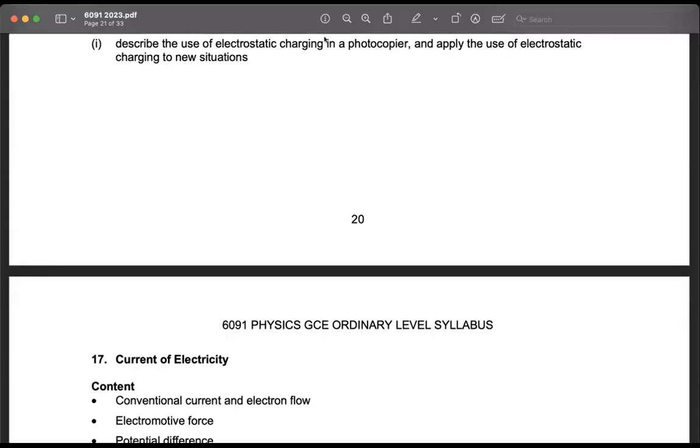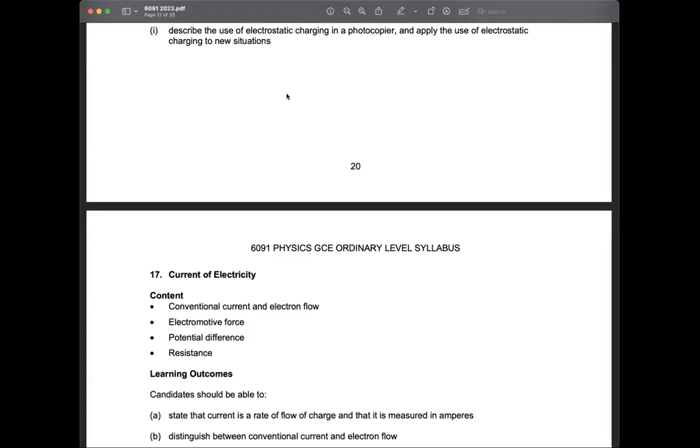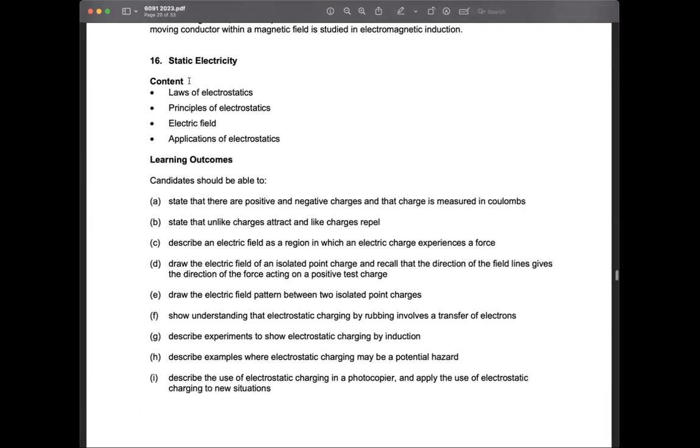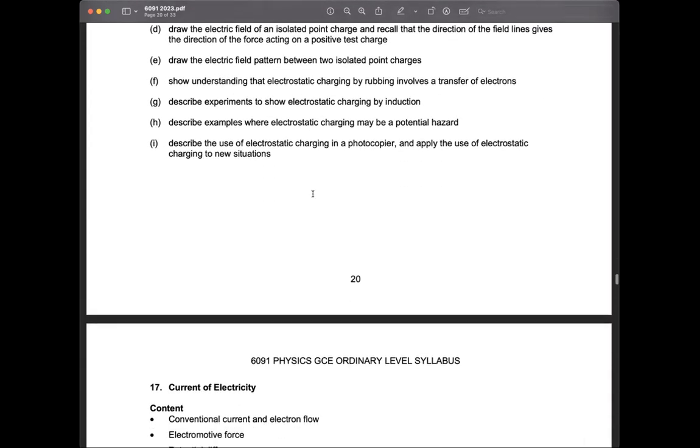So let's look at this. The last few weeks we talked about static electricity, the basics of electrical charges. Electrical charges can be positive or negative. Is that clear? Okay, next.